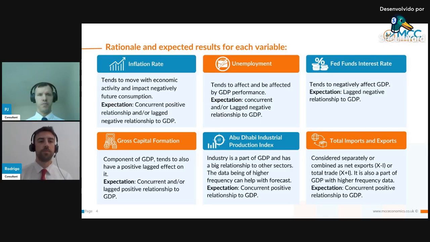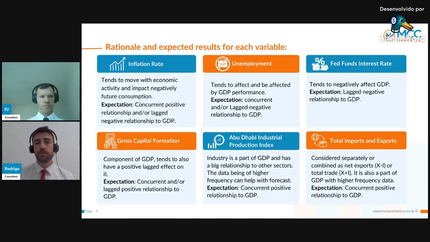It tends to have, let's say, a more than one-for-one impact in the economy. So one currency unit higher operation of the industry will tend to relate to more than one currency unit higher GDP. So that's why we included it in the model as well.